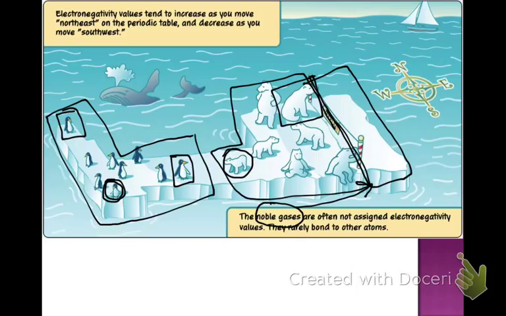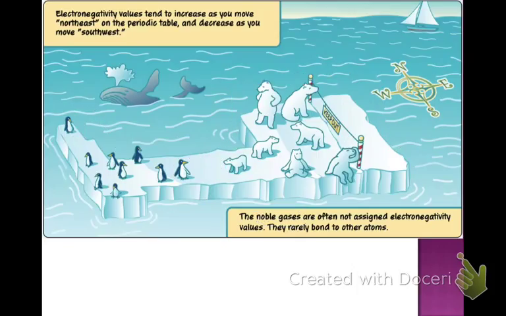So this iceberg is showing you the periodic table. I'm going to erase all these. So it's showing you the periodic table. Squint a little bit if you need to see it. The left-hand side is a little bit lower in electronegativity value. The right-hand side is higher in electronegativity. And the noble gases don't have any electronegativity values.